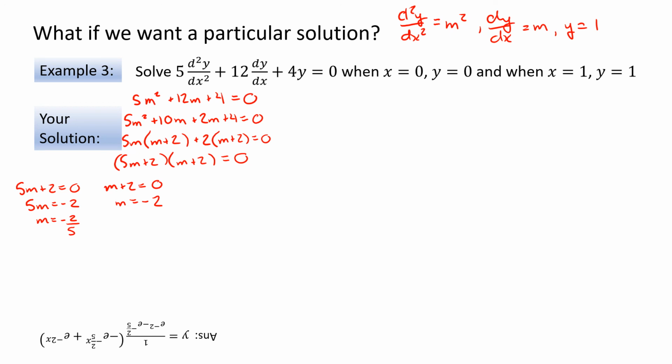So we can use those roots just like we did. Remember our basic formula, y is equal to c1 e to the m1 times x plus c2 e to the m2 times x. And if we substitute in our values for m1 and m2, we get that y is equal to c1 times e, and our first root is negative 2 over 5 x, plus our second root, c2 e to the negative 2x, substituting in our second root.